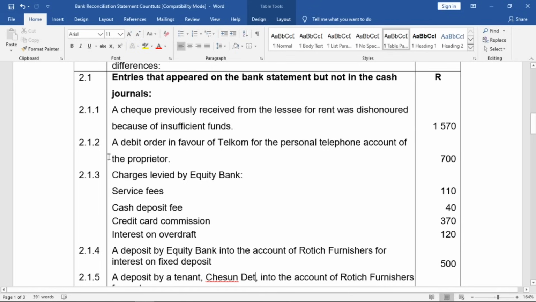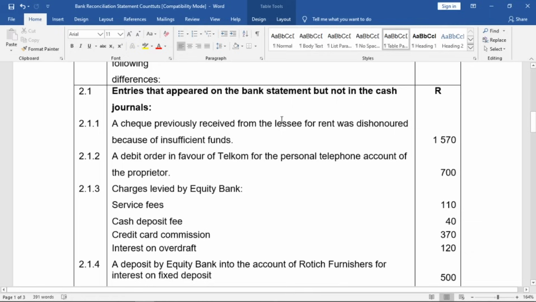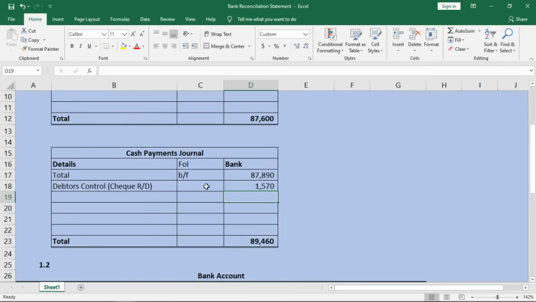And then next one, a debit order in favor of Telkom for the personal telephone account of the proprietor. So here we have incurred an expense of telephone, and a debit order just went straight from our bank. So it went straight from our bank, and we have not recorded it in our books, as we were told here it didn't appear in the cash journal. So we have to go to our cash payments journal and record it over there. So we're going to go to our cash payments journal and put in there telephone.